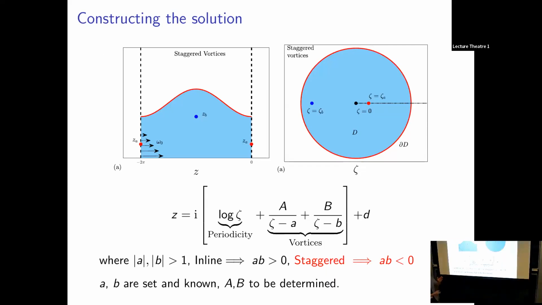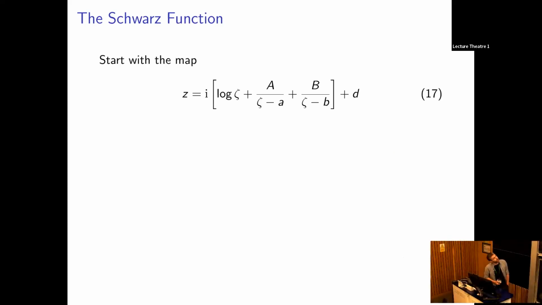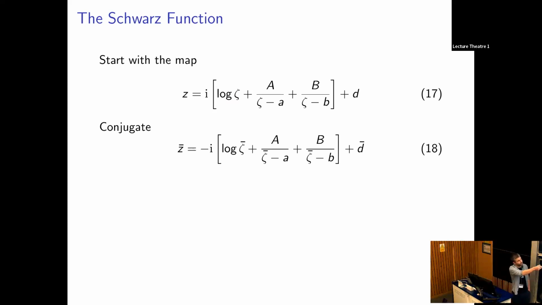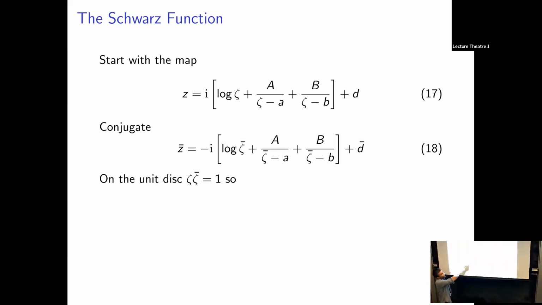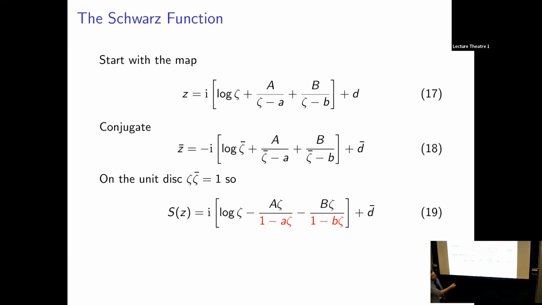Right, so this is our map, and so we need to find out what A and B are, and this comes from this steadily translating condition. So let's construct the Schwarz function. We start with the map, we conjugate it. So here's just writing it in terms of zeta bar, and then we know on the disk zeta bar is equal to 1. And so wherever we see zeta bar, we can replace it by 1 over zeta, and we end up with the Schwarz function, a kind of almost elementary calculation.